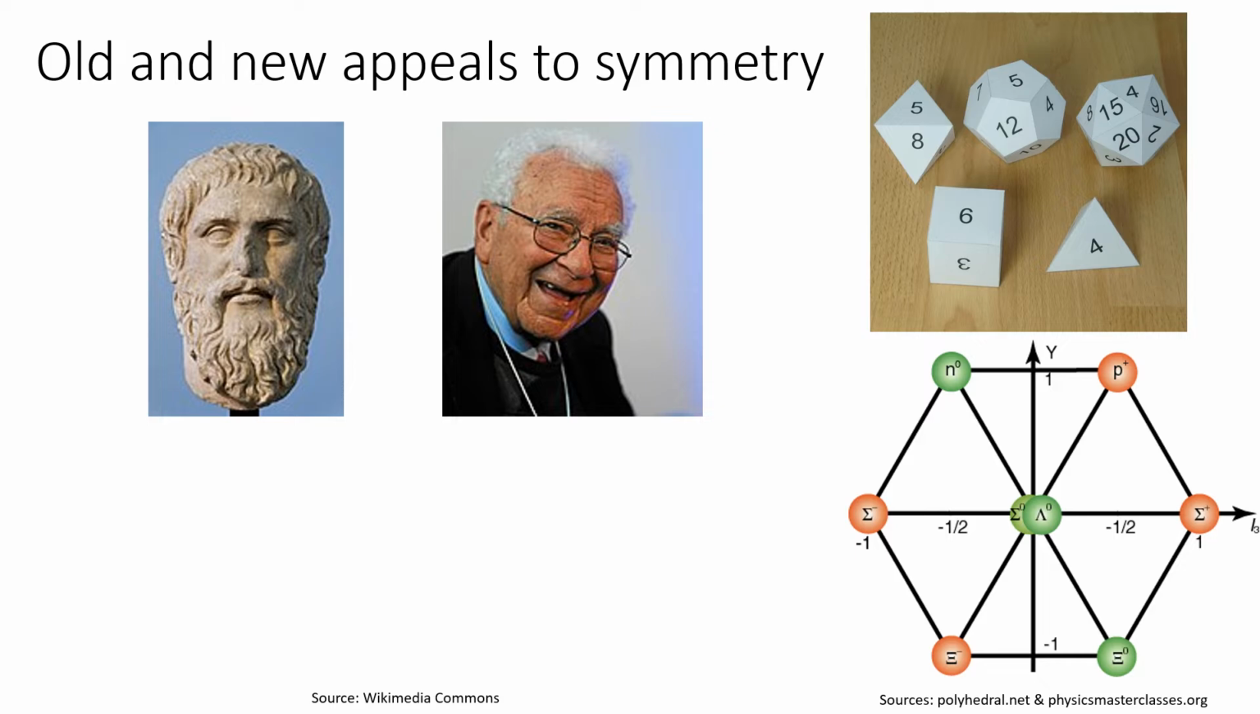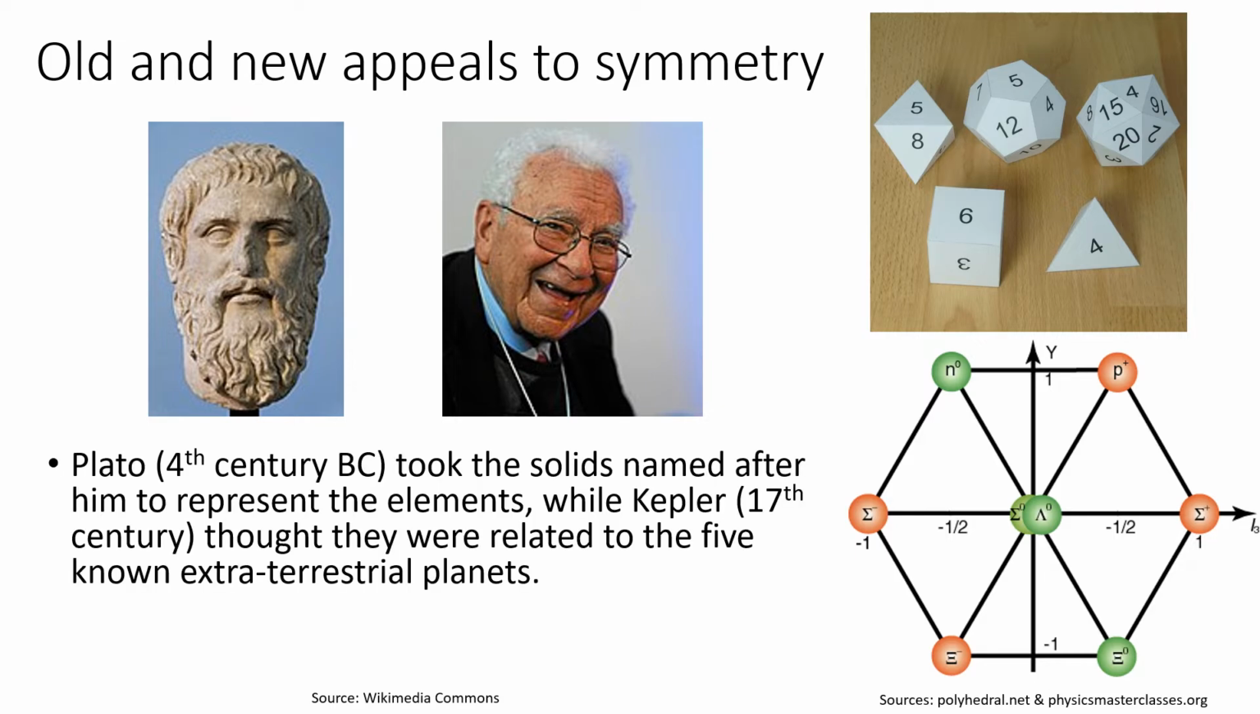These Platonic shapes were taken very seriously, so much so that, again appealing to this kind of symmetry, Plato felt that they had to in some way represent the basic elements as they were understood at the time. And in more recent times, Kepler thought the fact that there were five observable extraterrestrial planets must relate in some way to the Platonic solids, so he was thinking of the planets in relation to Platonic solids. There seems to be this desire to equate our understanding of the world to these symmetries.